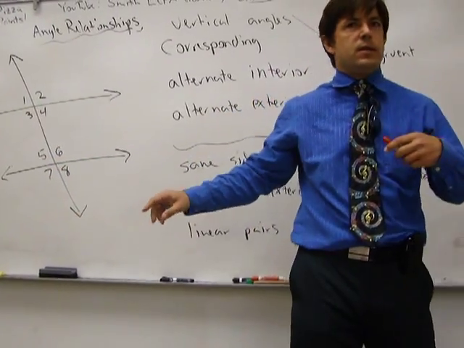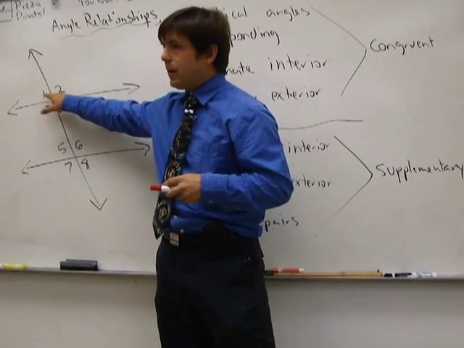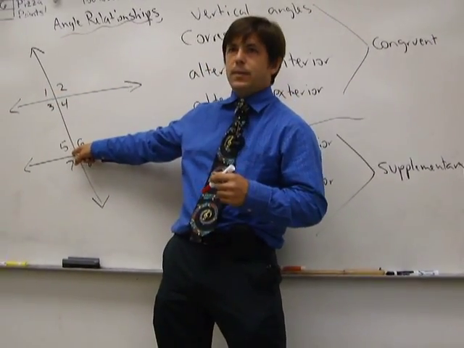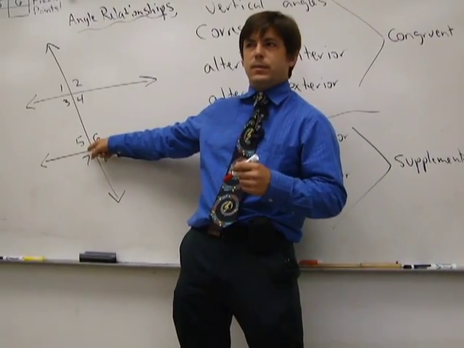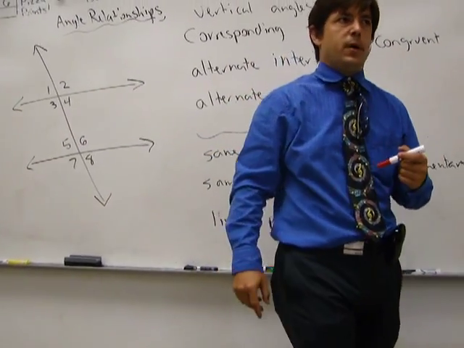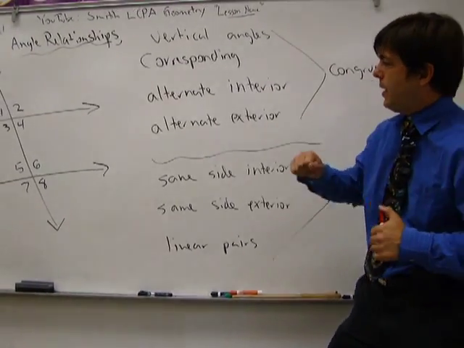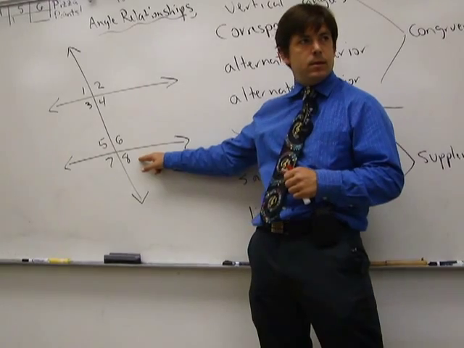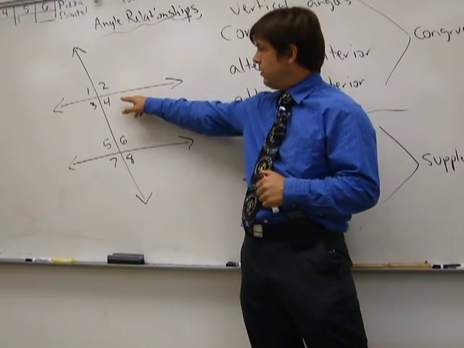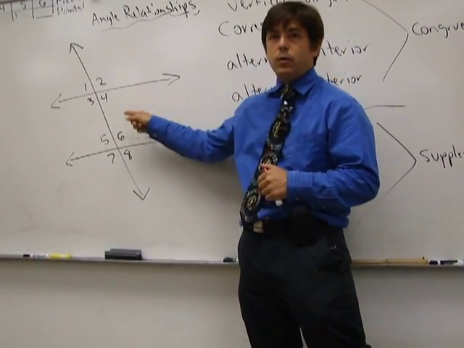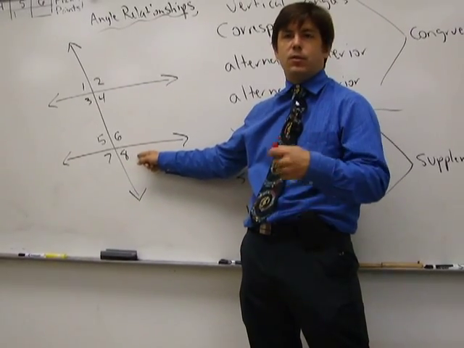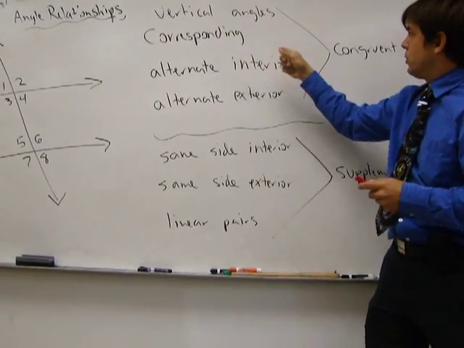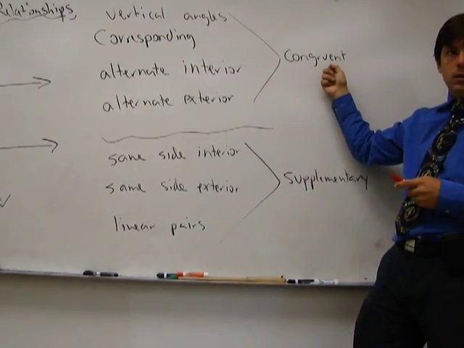You guys understand what I'm saying? The same position. So, like angle 1 is in the upper left of this intersection. Angle 5 is in the upper left of this intersection. Is that making sense to you? So those are corresponding. So let's practice this. What angle would be corresponding to angle 4? 8. You guys get that? 4 and 8 are in the lower right corner of their given intersection, so they're corresponding. And of course, just like vertical angles, corresponding angles are congruent.